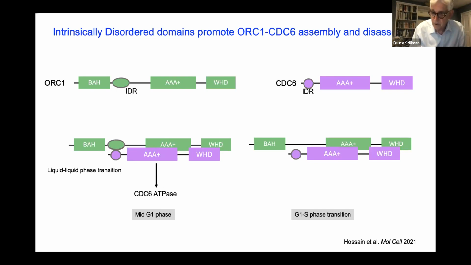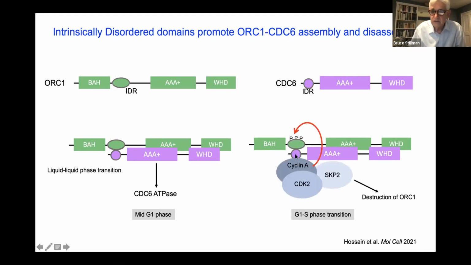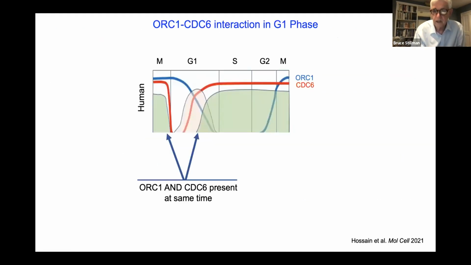This complex also exists as cells progress to the G1 to S phase boundary. But what happens now is that the very same intrinsically disordered region that binds to ORC1 in CDC6 now recruits cyclin A CDK2 to phosphorylate this protein and cause the SCIP2-dependent destruction of ORC1 at the G1 to S phase boundary, or as it progresses through G1.